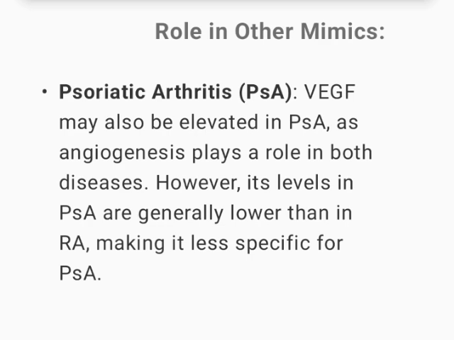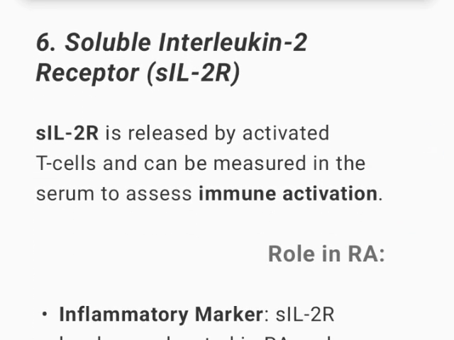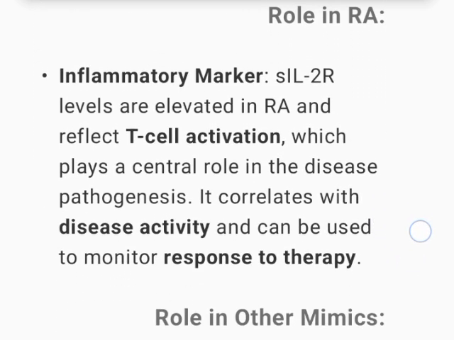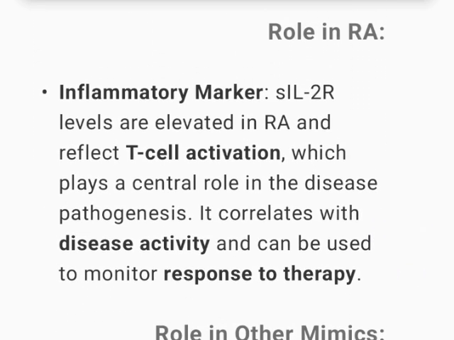6. Soluble interleukin-2 receptor, sIL2R, is released by activated T cells and can be measured in the serum to assess immune activation. Role in RA, inflammatory marker. sIL2R levels are elevated in RA and reflect T cell activation, which plays a central role in the disease pathogenesis. It correlates with disease activity and can be used to monitor response to therapy.